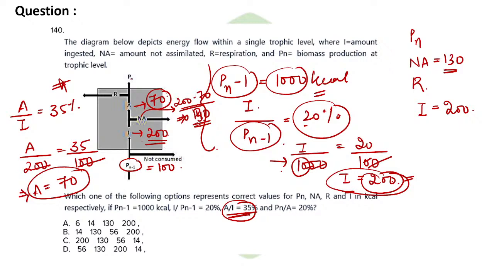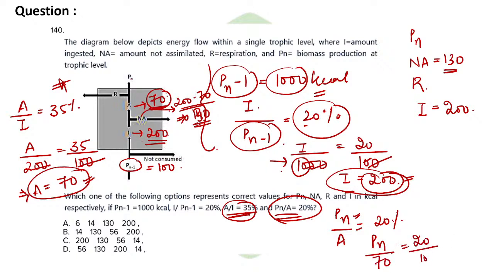After this, I have 70 over here. The next information given to you is Pn upon A is 20%, as in the question. I'm not making up these formulas; everything is there in the question itself. So I have calculated the value of A as 70. So Pn upon 70 is equal to 20%. Percent means I can write it divided by 100. So Pn I can calculate as 14. So put over here Pn is calculated as 14.